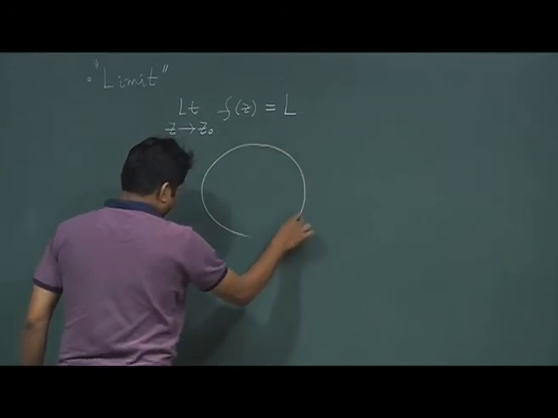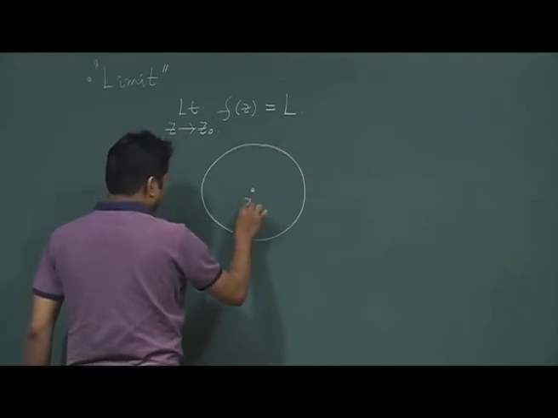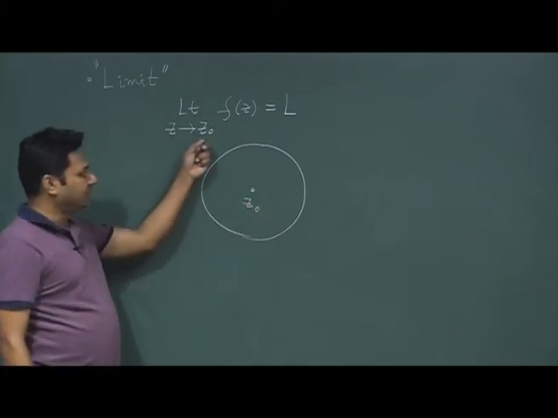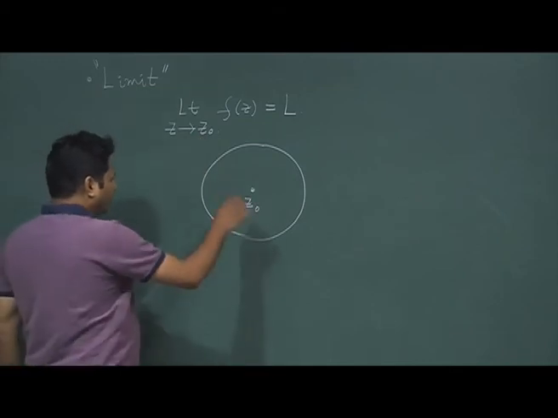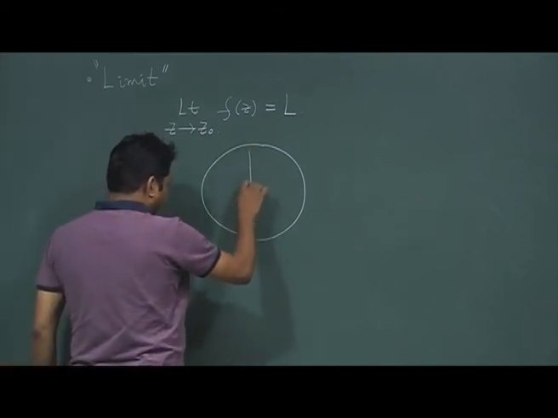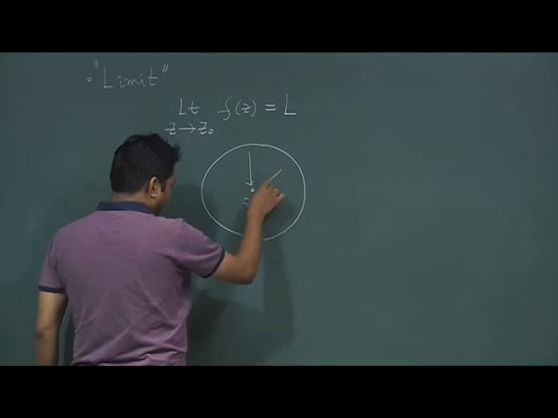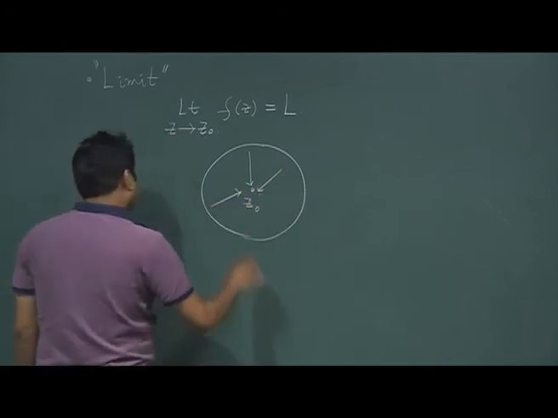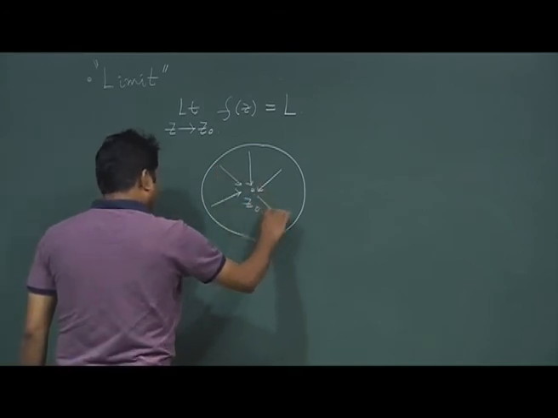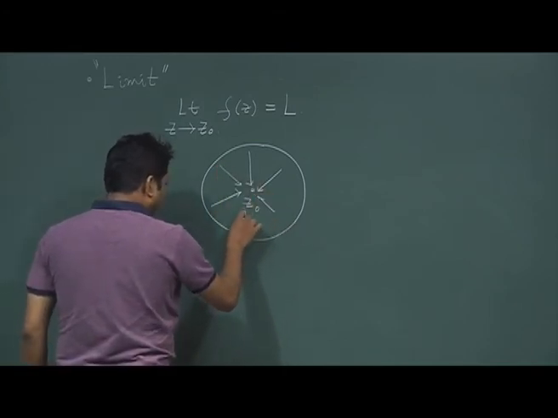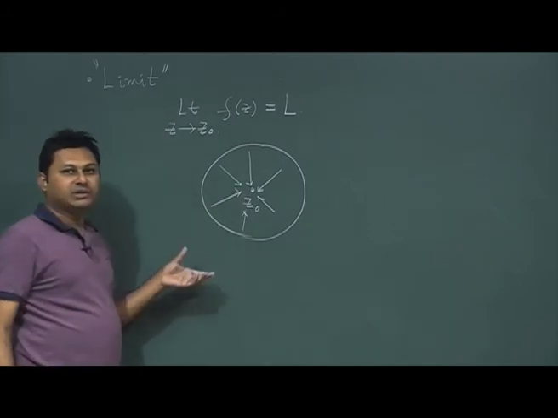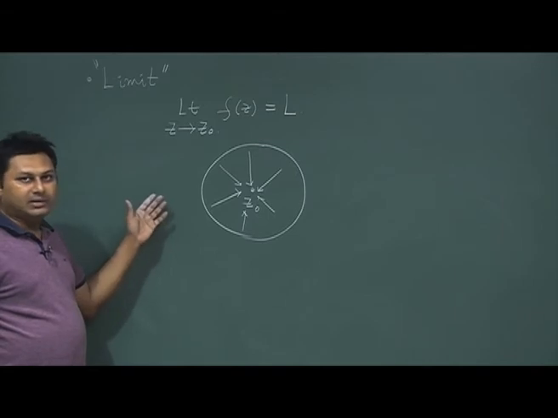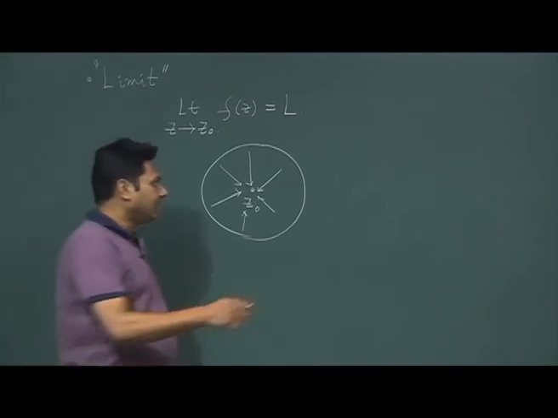Let me draw that in a bigger way. This is my z0 point. When I say z tends to z0, it can approach from this point to this point, from this point to this point, and so on. There are an infinite number of ways to approach this point, as I mentioned in my earlier classes. In the real case, what happened?